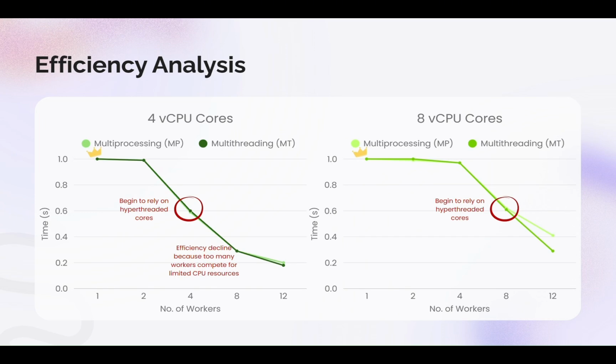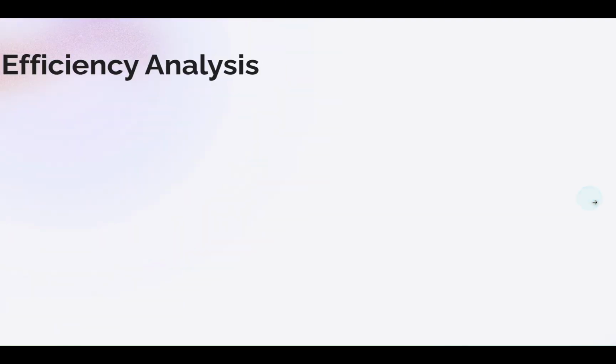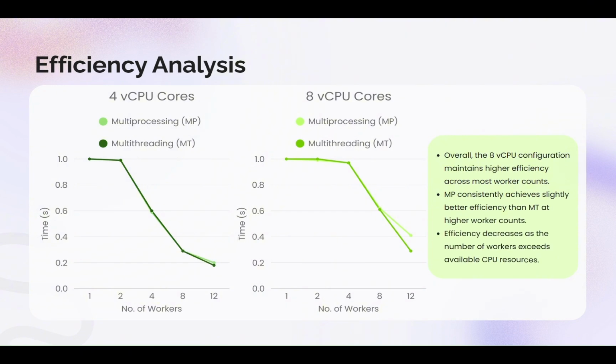In the 8 virtual CPU configuration, the efficiency remains high up to 4 workers. At 8 workers, the efficiency starts to decrease as the hyper-threaded cores are used, but it still remains higher than in the 4 virtual CPU case. Overall, the 8 virtual CPU configuration maintains higher efficiency across most of the worker counts. So this result highlights that the efficiency decreases as the number of workers exceeds the available CPU resources.